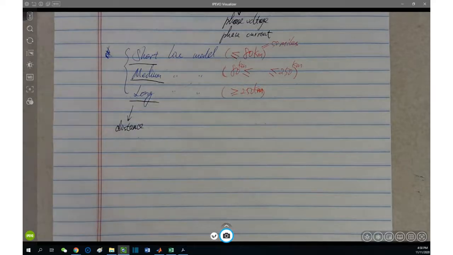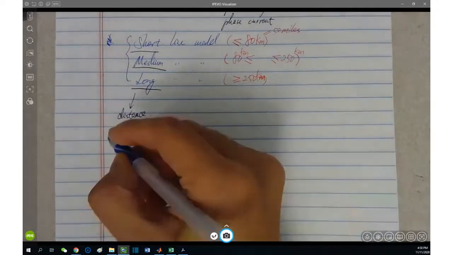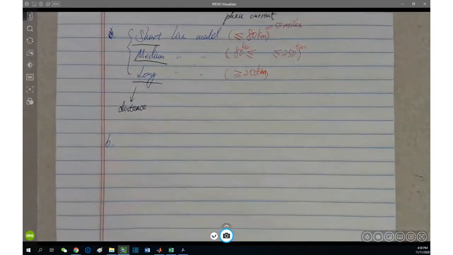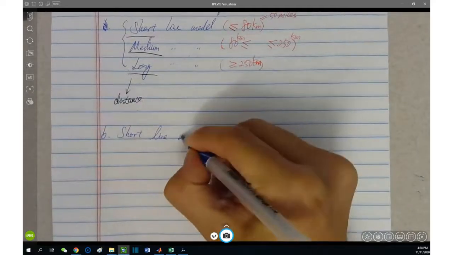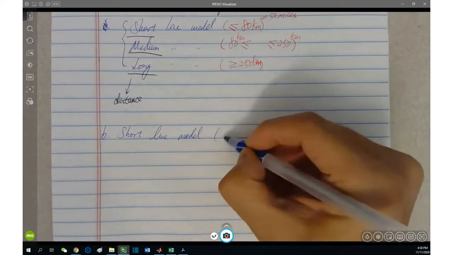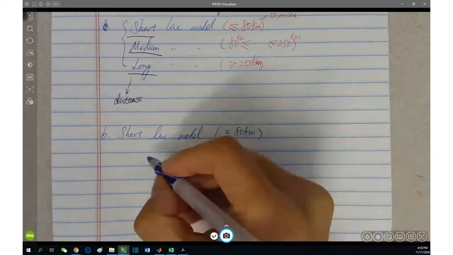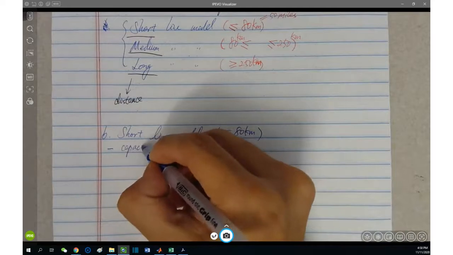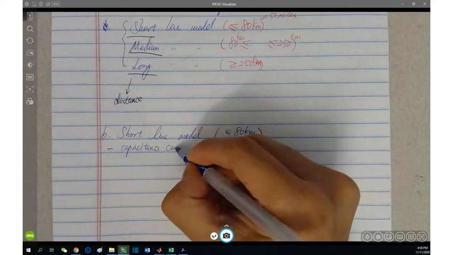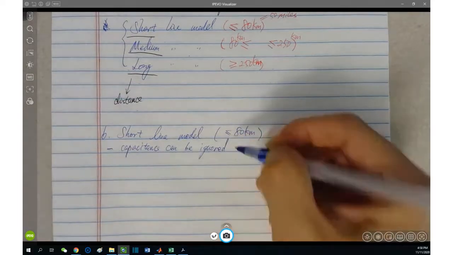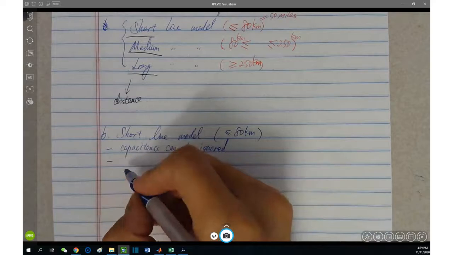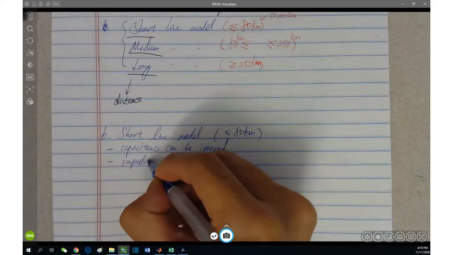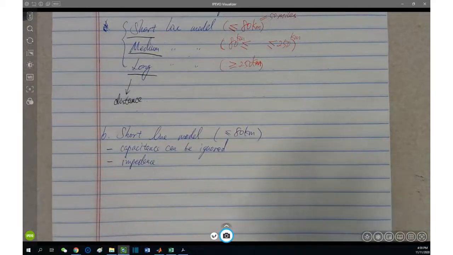All right, then we can move on to some specific circuit here. So let's talk about short line. Short line model. Once again, 80 kilometers as the boundary. Because it's short, some electrical properties can be ignored. The effect is negligible. Okay, so we can neglect the capacitance. And we do have impedance. Without capacitance, we still have resistance and inductance, remember?